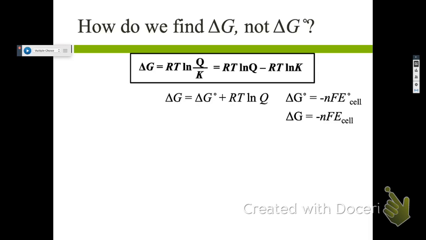What's a negative E cell? If E cell is negative, what does that tell you? The Gibbs free energy is positive. That means the reaction is only favored backwards from how they've written it. All right?